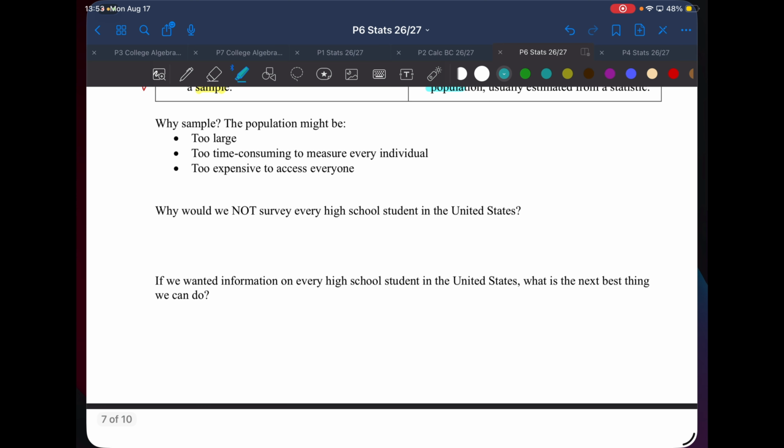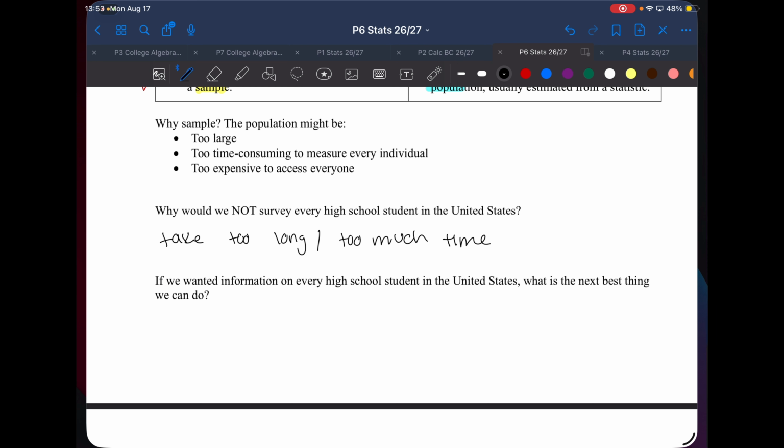So it says, why would we not survey every high school student in the U.S.? What would be one reason? There are too many, so it would take too much time.